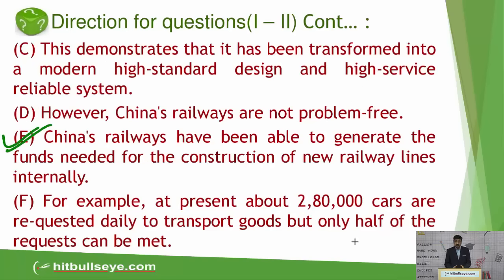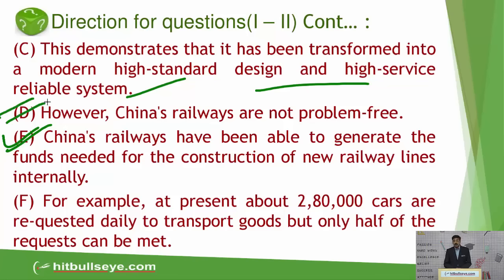So after B, C will come. Now this demonstrates that it has been transformed into a high standard design and highly reliable service system. That's how it got into shape and is helping the people there. After this you will find that there is a twist in the story, a change in contrast, and suddenly the story comes up with a few problems that the China railway department is facing. So after this D will come, which shows the contrast: however, China's railways are not problem free.